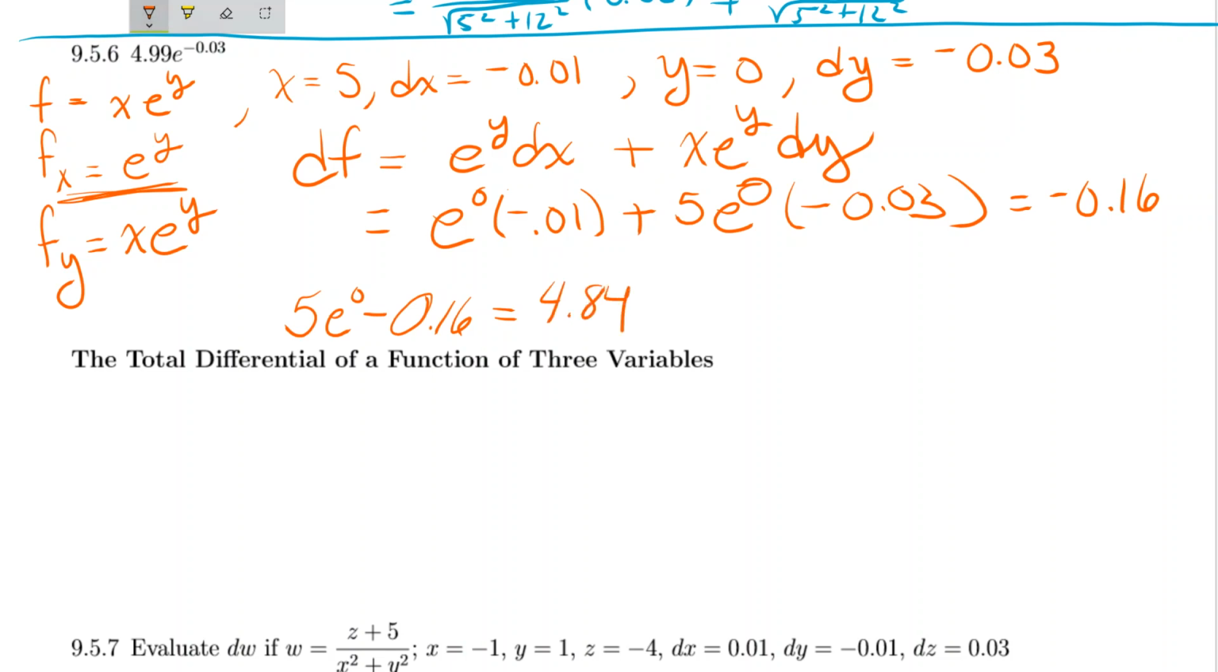Fun times. How close is that to the actual value though? So what you want to do is you want to ask yourself, is that close to the actual value of 4.99 e to the negative 0.03? Let's find out. And it's not bad. This is 4.8425 and so on. So it's only really good to 2 decimal places.